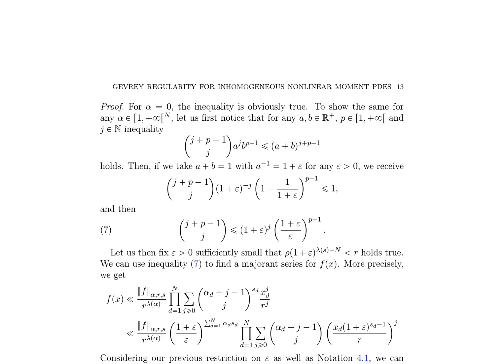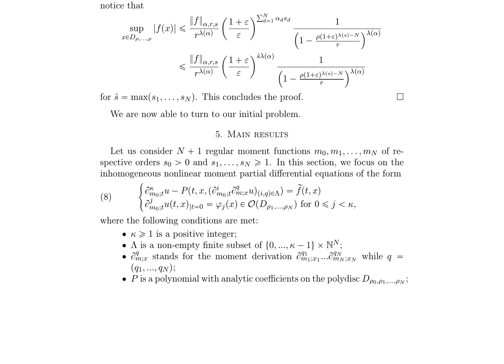This proof is initiated by establishing an inequality for any alpha, which is then applied to find a majorant series for the function f(p, x). The inequality 7 and notation 4.1 are utilized, ensuring the restriction on epsilon. The proof concludes by demonstrating that the supremum of f(p, x) over a specified domain is bounded by a specific expression involving lambda, p, alpha, q, and epsilon.